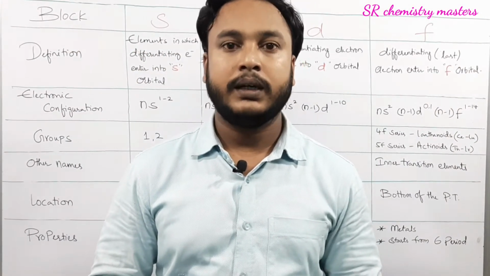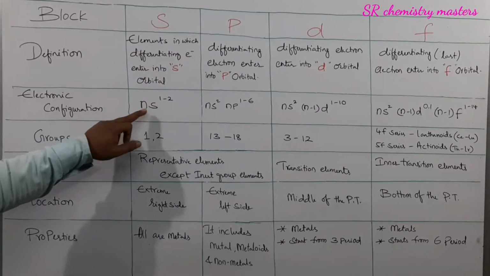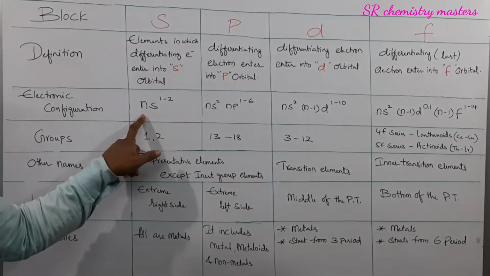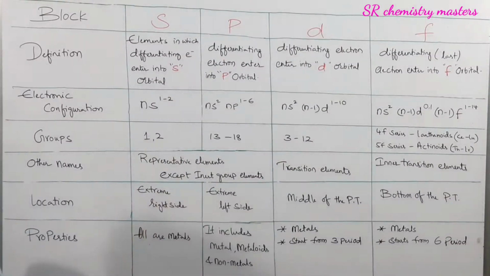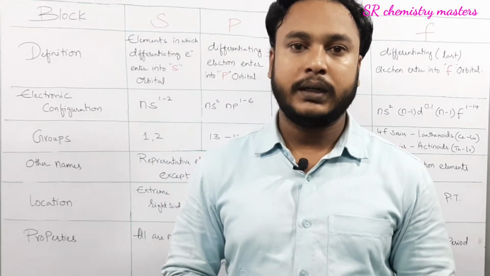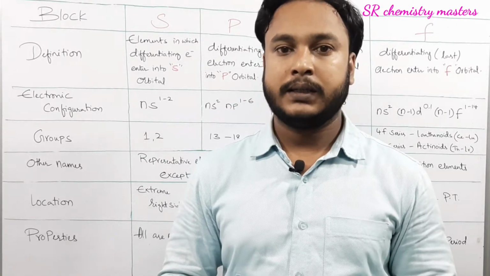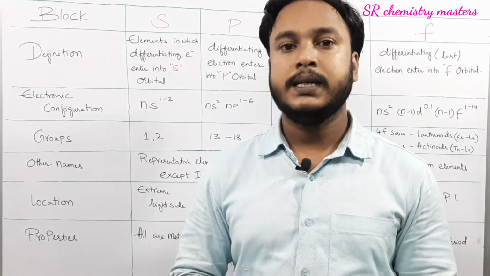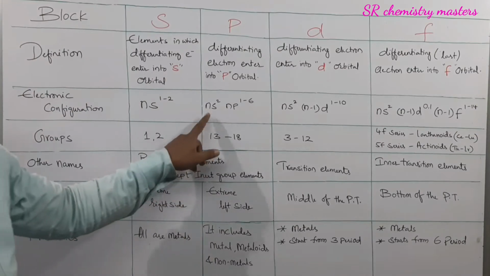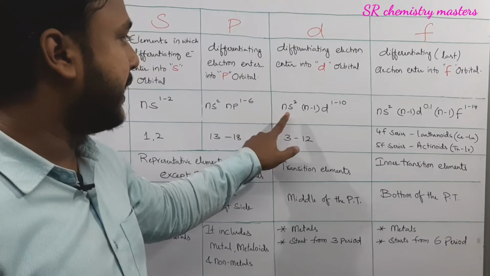Now let us see the electronic configuration. The electronic configuration for S block elements is ns1-2. S block elements will have ns1 as the electronic configuration or ns2 as the electronic configuration. For the alkali metals, the outer shell electronic configuration is ns1, whereas for the alkaline earth metals, the outer shell electronic configuration is ns2. The electronic configuration for P block elements is ns2 np1-6.